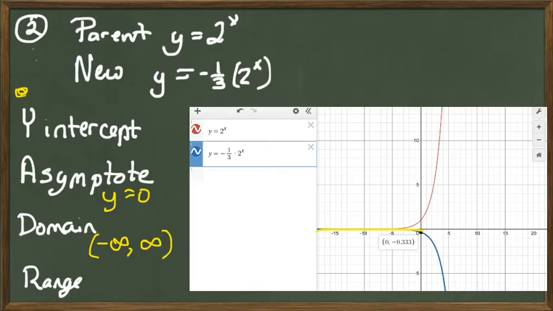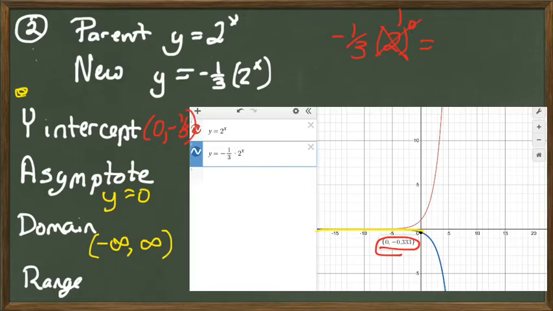So let's figure out what the y-intercept is. When I used Desmos, it gave me a decimal. And most of the times on the computer, it's not going to let us put in the decimal. So we need to figure out what that is by hand. So negative 1/3 times 2 to the 0 power. We're just putting a 0 in for x. This cancels out to a 1, so negative 1/3 times 1 is negative 1/3. So it is 0, negative 1/3.